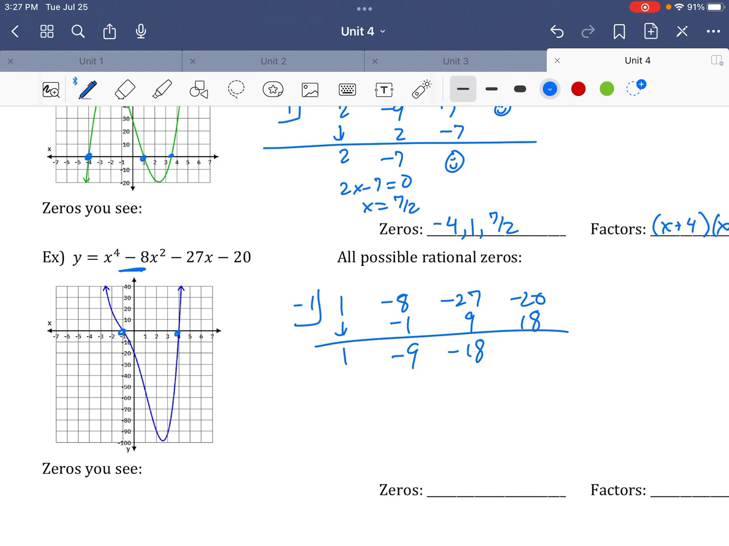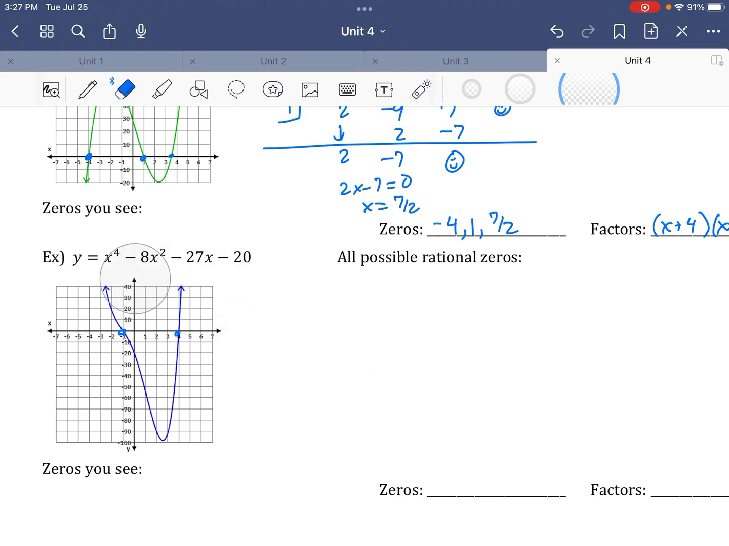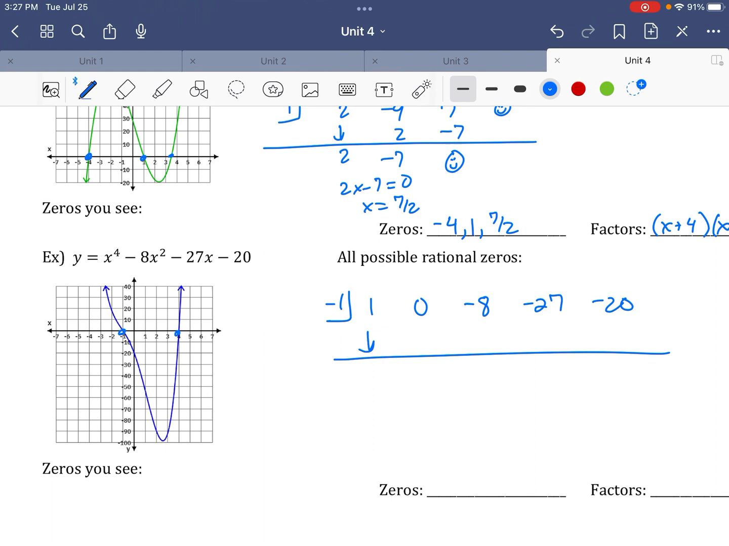I bet you were screaming at me. I am missing an x to the third term. So you see how my remainder is not coming out to 0? And I'm like, uh-oh, something's wrong. So that means I messed up. So good, that happened. All right, so I have -1. I have 1. There is no x to the third, so -8, -27, and -20. All right, now it should work.